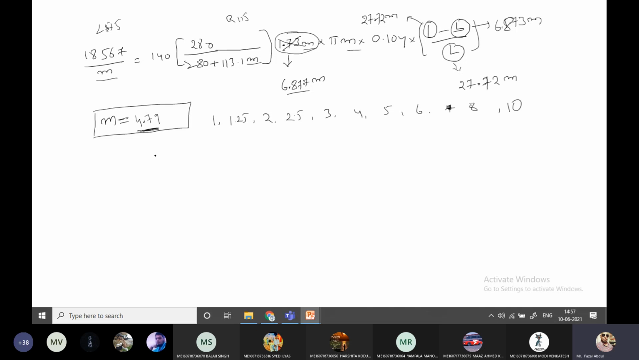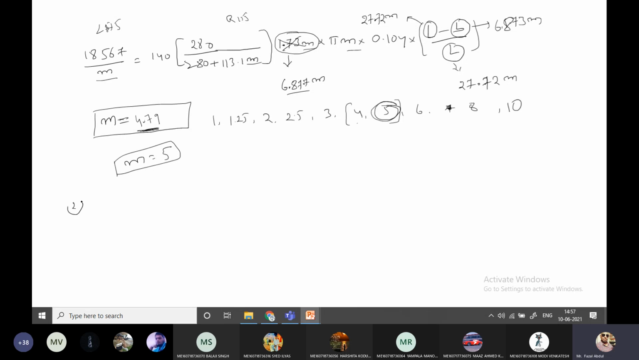Now tell me, Babu, the module value. Only one person is telling the answer, 4.79. Okay. So 4.79 is near about 4.8, so 4.8 falls under this interval. So I am selecting the module as 5, because 4.8 is nothing but near to this 5. Now after getting the module, what is the next question?